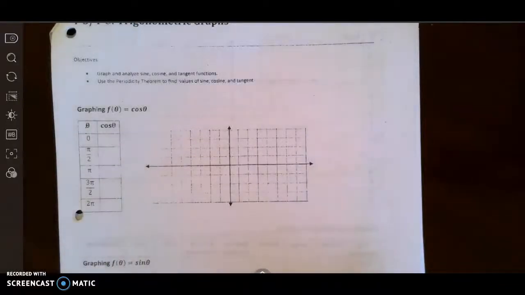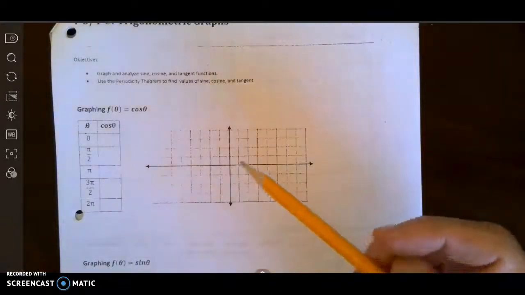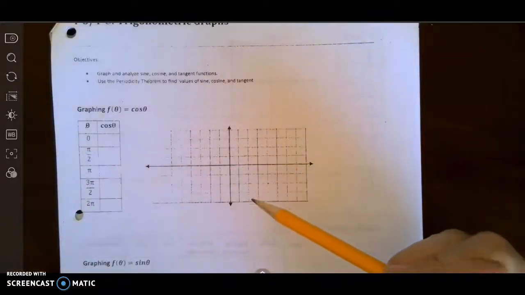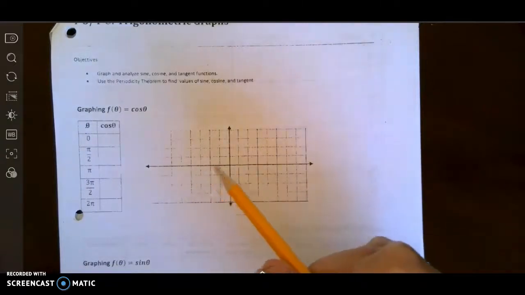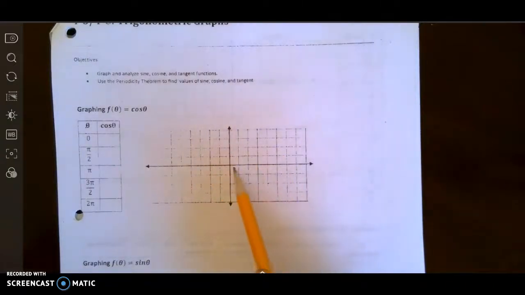This is the beginning of our graphing unit of the trig ratios. So to get this started, we're going to fill out a table and then we're going to graph it. If you don't have graph paper, that's okay. You can just draw a coordinate plane and draw, I'll call them hash marks.